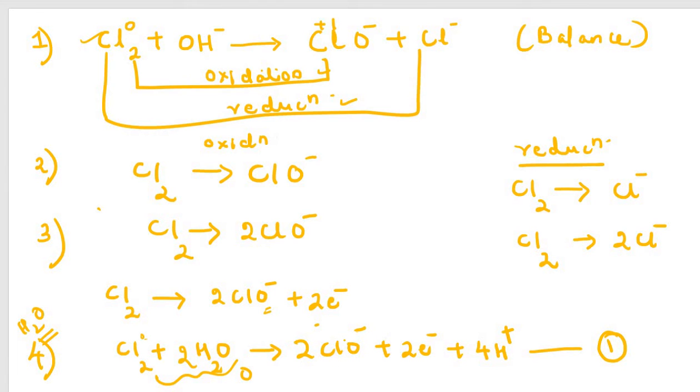Similarly here, minus 2 plus minus 2, that is minus 4, plus 4, 0. Here also our charge is minus 2 plus minus 2 plus 4, so here also the charge is 0. So this is our oxidation part.